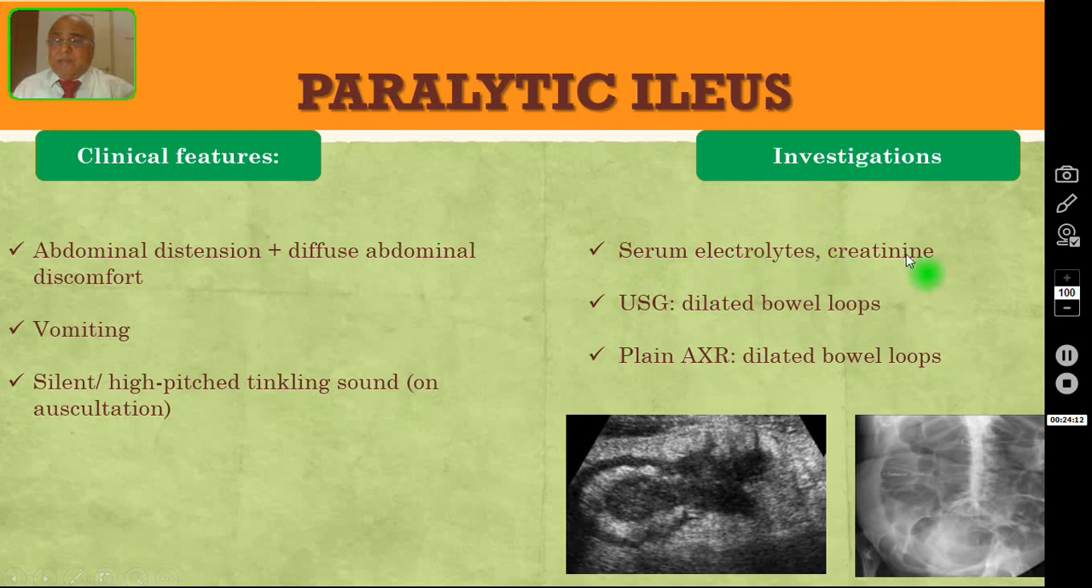Investigation: blood investigation. You must do the serum electrolytes and creatinine because the patient is having repeated vomiting. In doubtful cases you can do ultrasound, where you can see the dilated bowel loops. But the gold standard investigation for all small bowel obstruction is the plain abdominal X-ray erect. You can see the dilated loops, but you are not seeing any air fluid levels. This is how you have to differentiate paralytic ileus from the other causes of small bowel obstruction. Here in paralytic ileus, you won't see any air fluid levels.